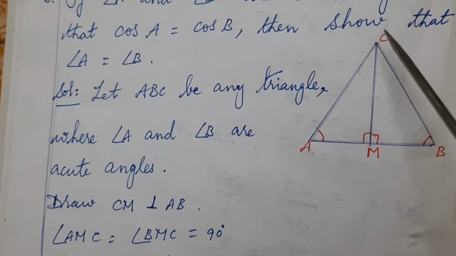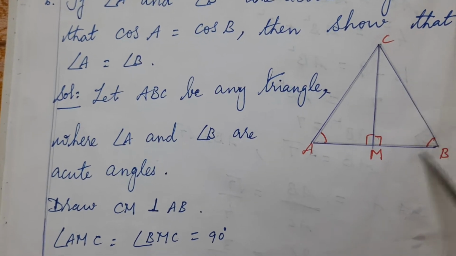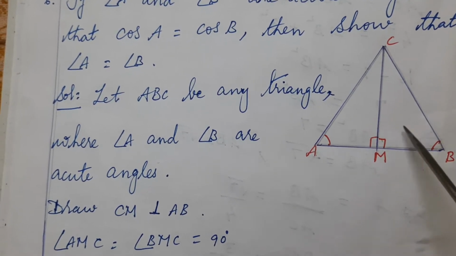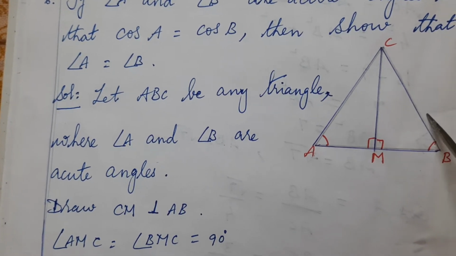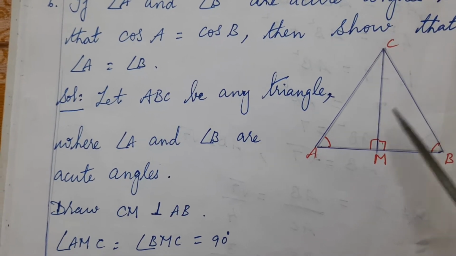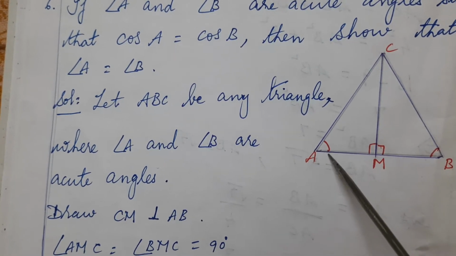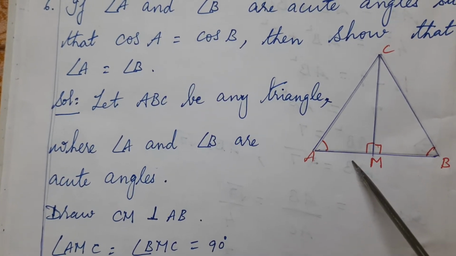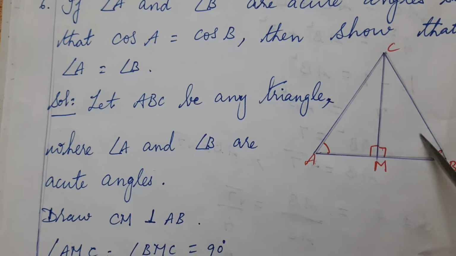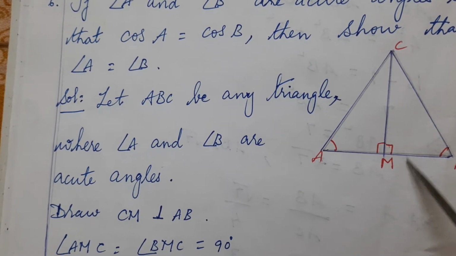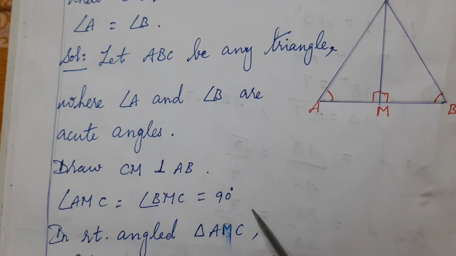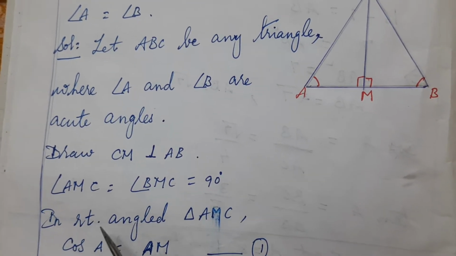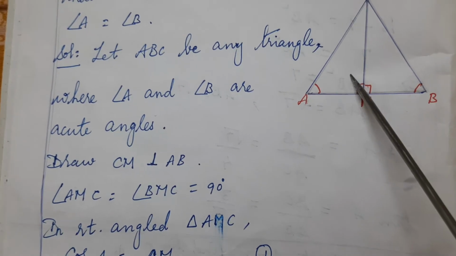So now what happens here? AMC and BMC will be right angle triangles. Here the angle is 90 degrees, so this becomes the hypotenuse and here this becomes the hypotenuse. And since we want A, for this A, this will be the adjacent side, this will be the opposite side. For B, this will be the adjacent side, this will be the opposite side. So now angle AMC is equal to angle BMC is equal to 90 degrees.